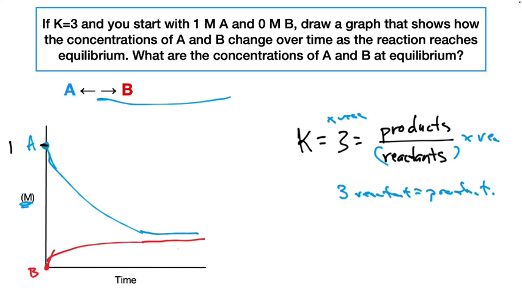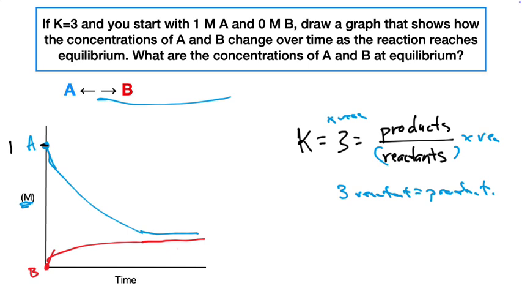How much more products do I have than reactants? Well, now what I'm asking to do is to rearrange that equation to quantify the relationship between reactants and products. How can I do that? Let's multiply both sides by the concentration of reactant. On the right-hand side, what happens with my reactants? They cancel, right? What happens on the left-hand side? I get 3 times the concentration of my reactants equals product.